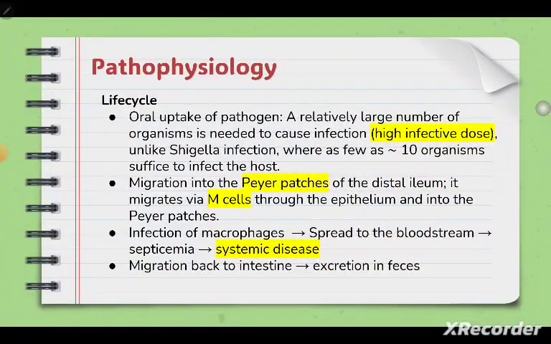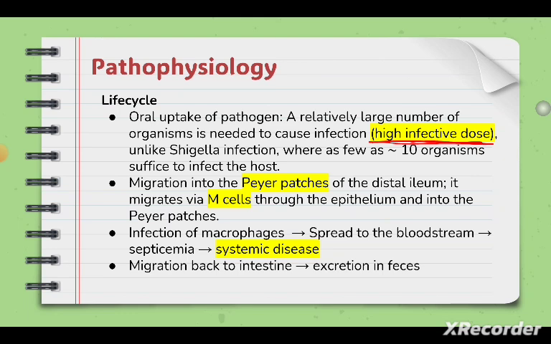So let's come to the pathophysiology. The first is the life cycle. The story begins with oral uptake of pathogens, and there is an interesting fact here which can be asked in the exam, that a relatively large number of organisms is needed to cause the infection. This is referred to as high infective dose. This is because the bacteria are sensitive to stomach acid or HCl.